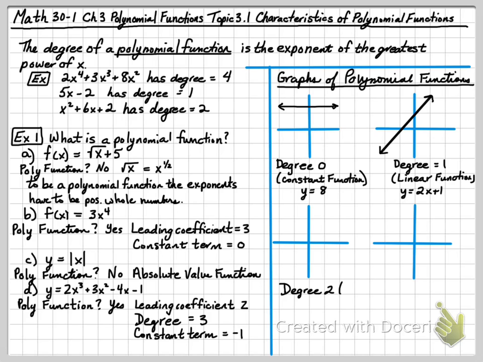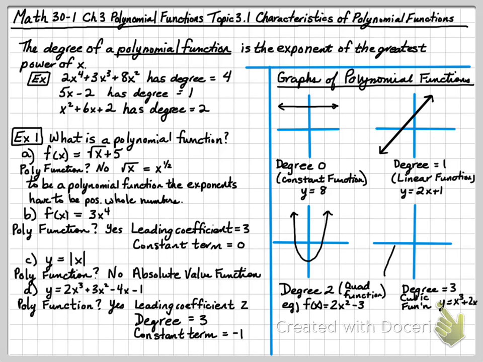In the next one, we're going to look at something of degree 2. Degree 2 is called a quadratic function. That's going to be a parabola. f of x is 2x squared minus 3. And the next one is something of degree 3. This is called a cubic function, such as y is equal to x cubed plus 2x, and that's what it's going to look like.